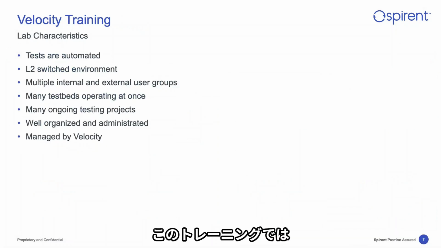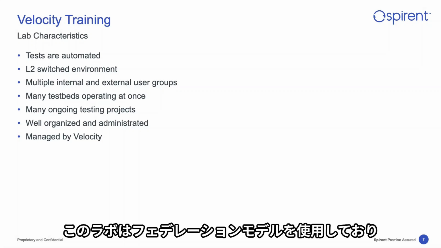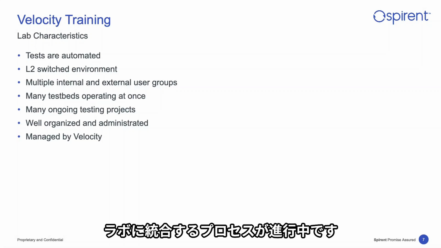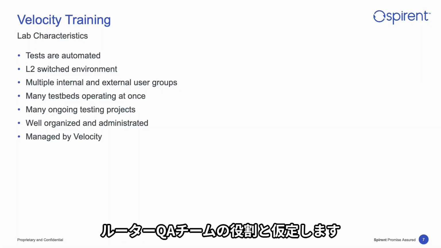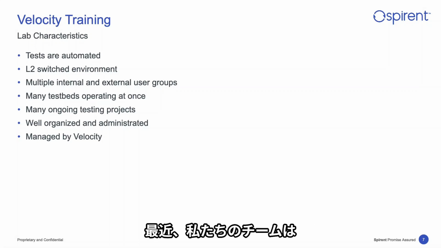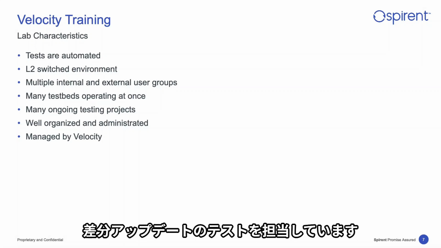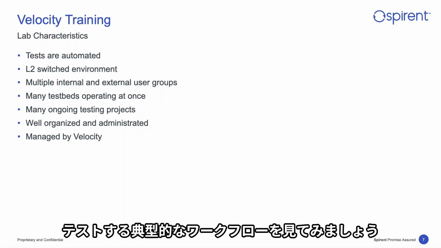For this training, we have modeled a lab after one you might find at a network equipment manufacturer. This lab uses a federated model and is in the process of bringing all development and QA groups into the managed lab. We will assume the role of the router QA team, which was among the first groups to adopt Velocity. Lately, our team has primarily been responsible for testing incremental updates to our router's operating system. Let's go to Velocity to look at a typical workflow we'd use to test a software update release candidate.